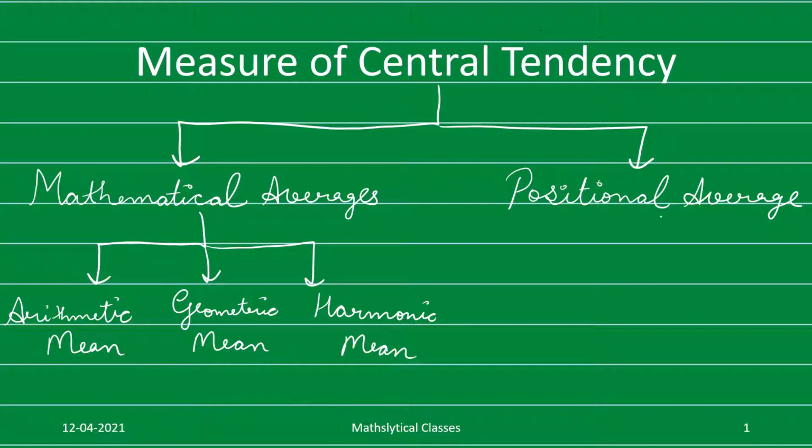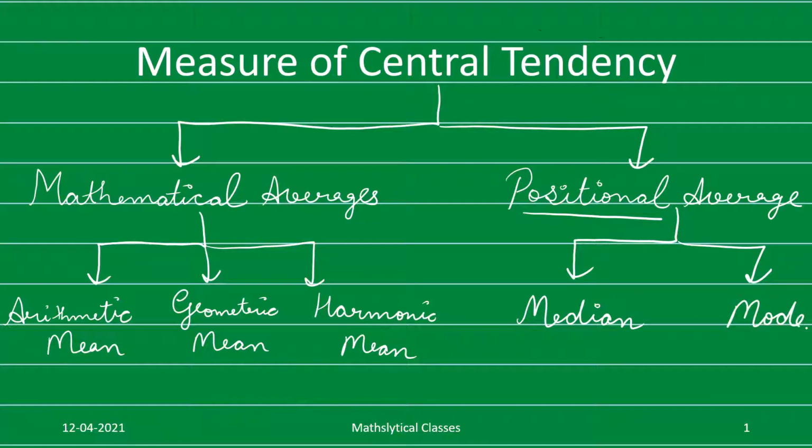And positional averages are further divided into two types. Positional averages, as the name suggests, are found with the help of the position of certain figures of the data. So positional averages are of two types: the first one is the median, and the second one is the mode. In this video, we are going to discuss the arithmetic mean.